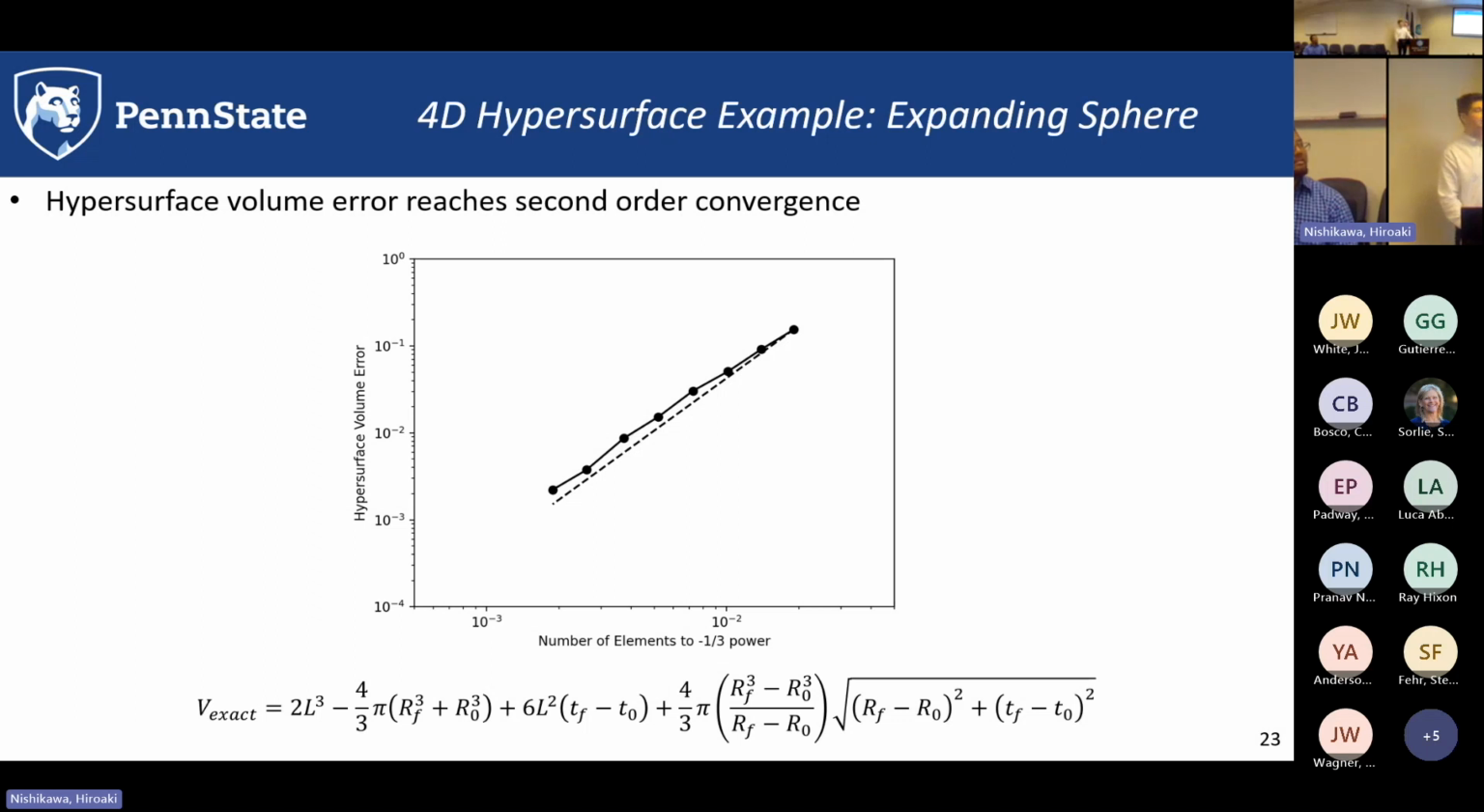So there actually is an exact solution for the hypersurface volume of the object that this creates. So we're able to compare our numerical hypersurface volume to the exact solution, and it converges to second order.